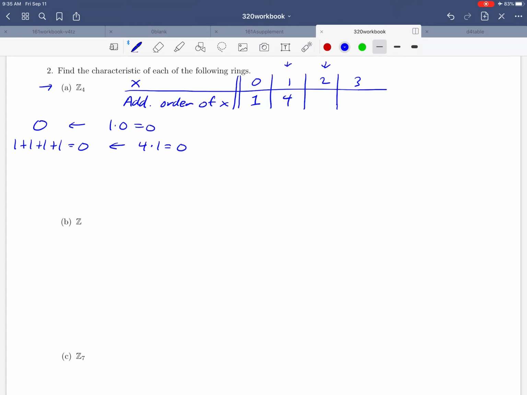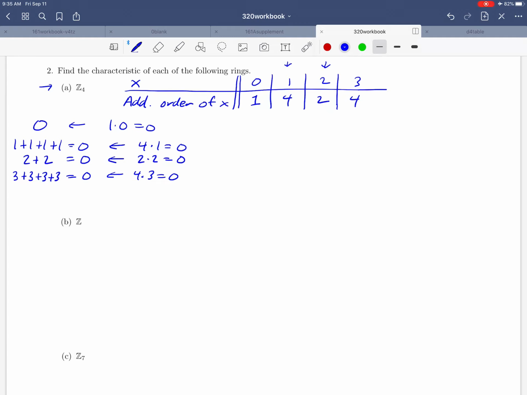Then we move on to 2. What would its additive order be? There we need 2 copies of 2 to add together to get us back to 0. So that tells us that 2 times 2 equals 0, and the additive order of 2 is just 2. And finally, 3: you can convince yourself that we need 4 copies of 3 to get us back to 0, and so its additive order is 4.